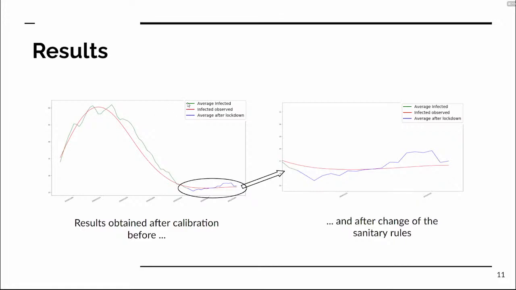The green curve represents the part that was calibrated. So after the calibration, we have that kind of curve, the green curve. And when we change the rule, we will have something that follows the number of infected observed thanks to the compartmental model. So that's something good. After that, there is something to discuss, but here are the good things, I think.